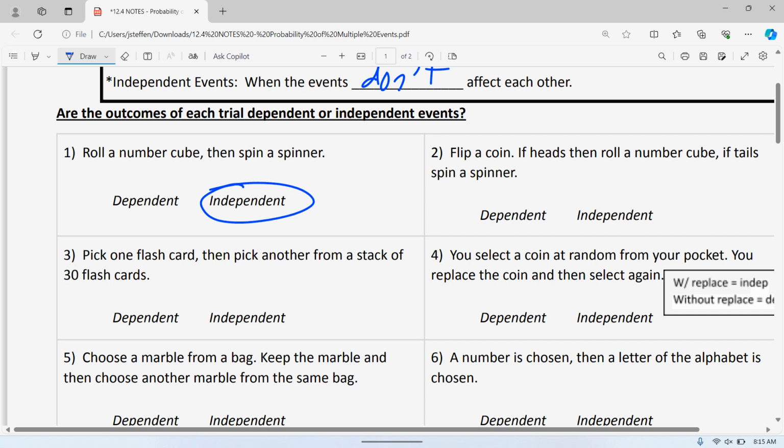Now this is one that's hopefully pretty obvious. I flip a coin. If it's heads, I roll a number cube. If it's tails, I spin a spinner. Well, that one is dependent because the thing that determines whether you do a number cube or a spinner depends on that first event. So whatever happens second depends on what happens in that first event.